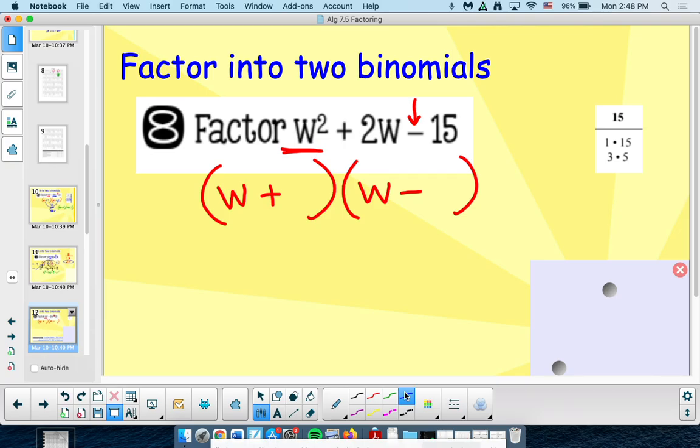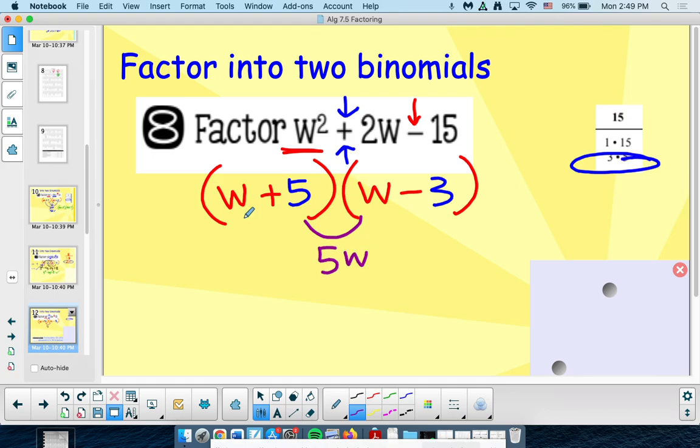So out of our options, which ones would subtract to a 2? 3 and 5, right? But since I want it to be a positive 2, which one has to go with the positive in our parentheses? You're right, it has to be 5, right? Because 5 minus 3 is a positive 2. If it was the other way around, if you made it a positive 3, you would get a negative 2. So again, you can double check. 5w, negative 3w, add those two together, we get that positive 2.